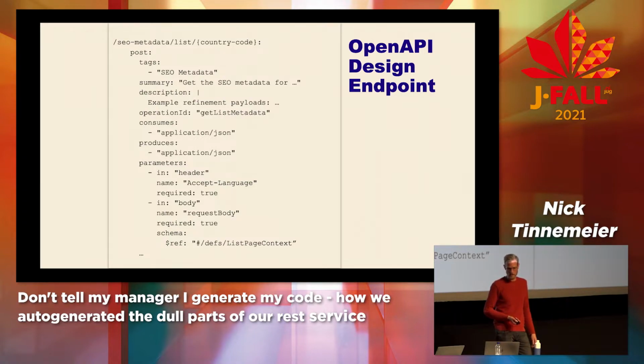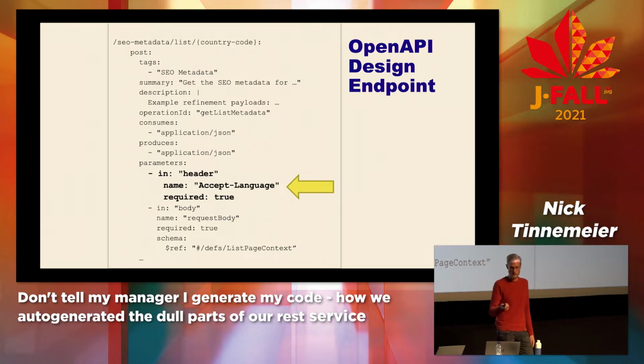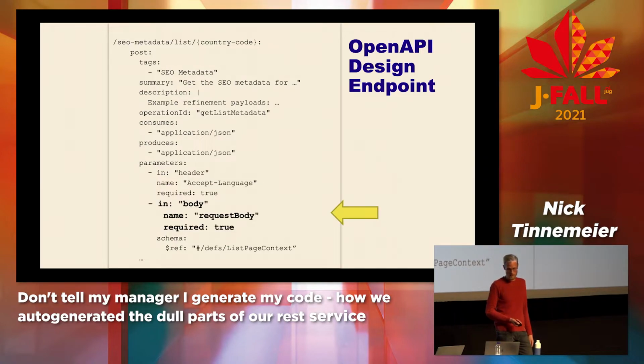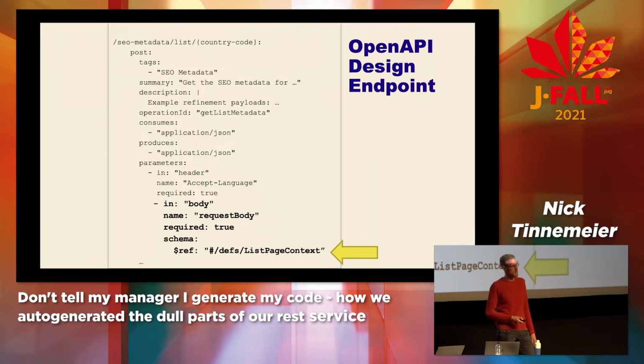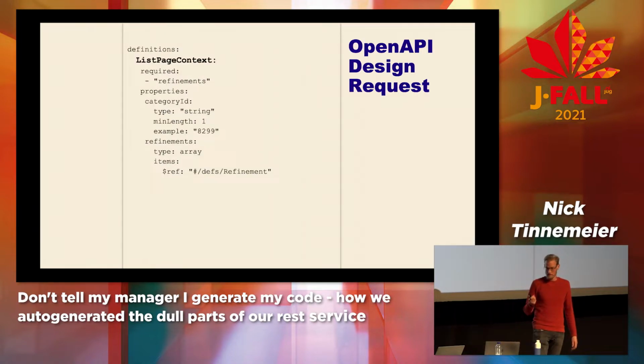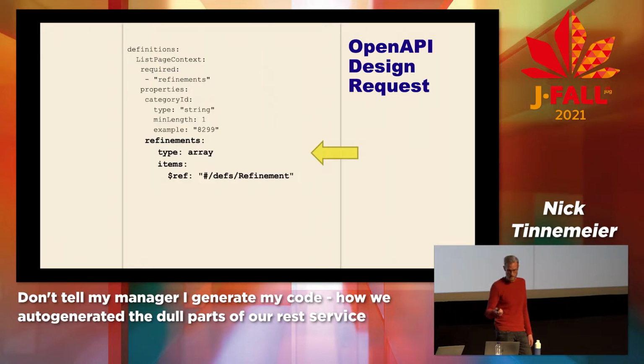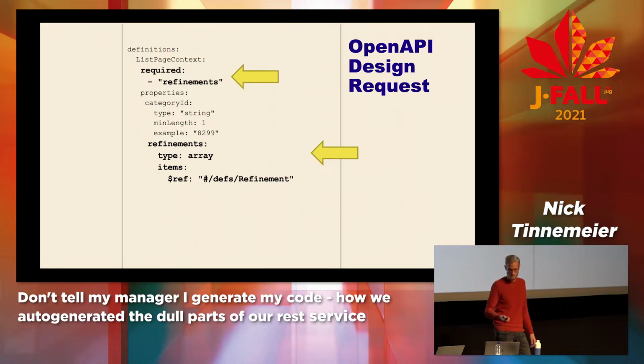So here you have the OpenAPI design of our endpoint, which basically is a YAML file, and it consists of the URL of the endpoint. There's an accept language header, a request parameter. There is a request body, which is, in this case, a list page context. And we define that elsewhere in a different document. There it is. So the list page context consists of a category, which is mandatory because it should have a minimal length of 1. You can also put a nice example in there. And there are the refinements the user has selected to further refine the selection on the list page, which is required.